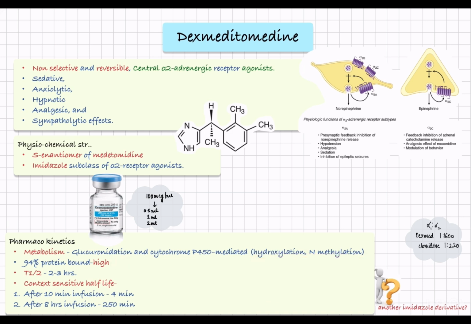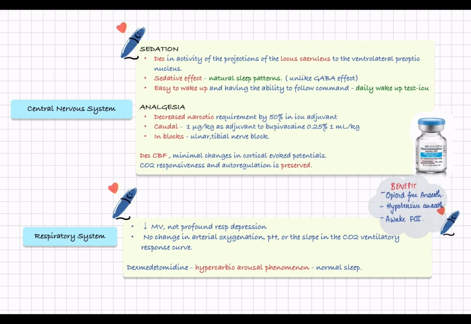It is highly protein bound with a half-life of 2 to 3 hours and a context-sensitive half-life of 4 minutes and 250 minutes after 10 minutes and 8 hours of infusion. Coming to its effect on the central nervous system, as we already know, it has sedative and analgesic effects. Coming to sedation, it causes sedation by decreasing the activity of projections of the locus coeruleus, and very important, it causes natural sleep patterns as opposed to other GABAergic agents like midazolam, thiopentone and propofol.